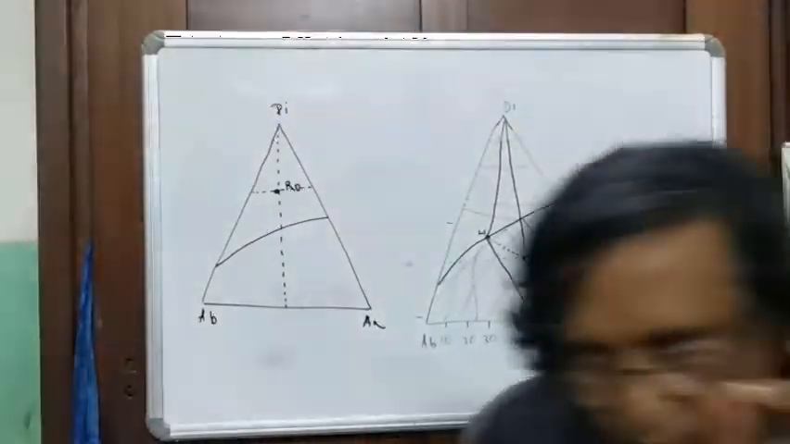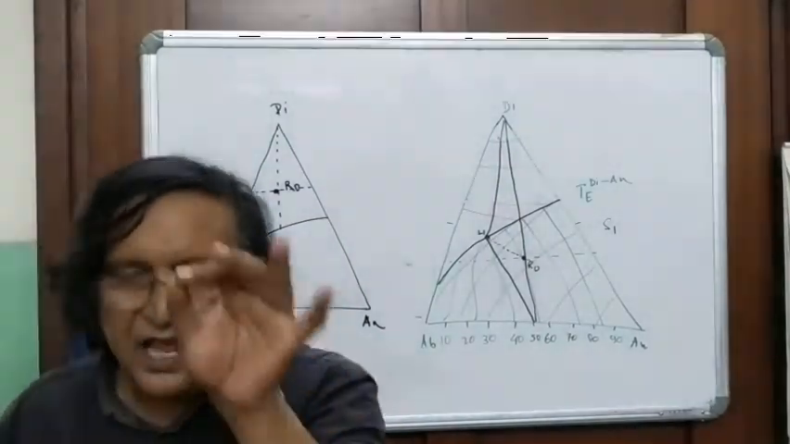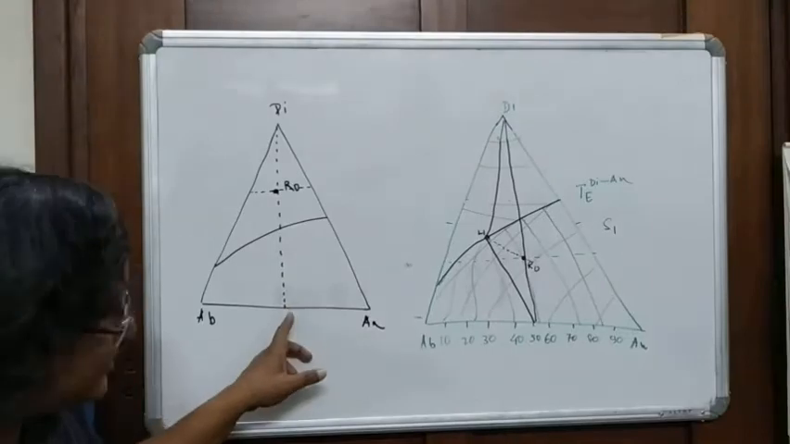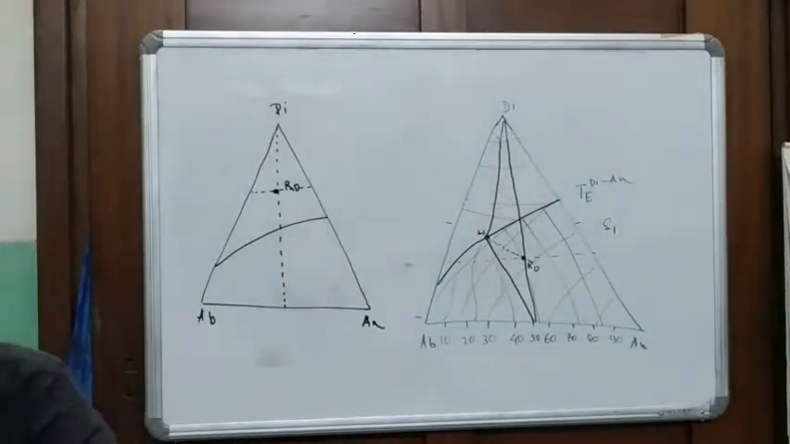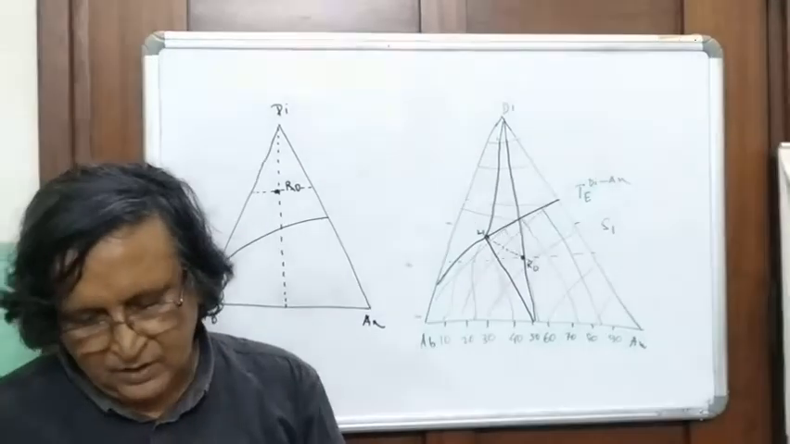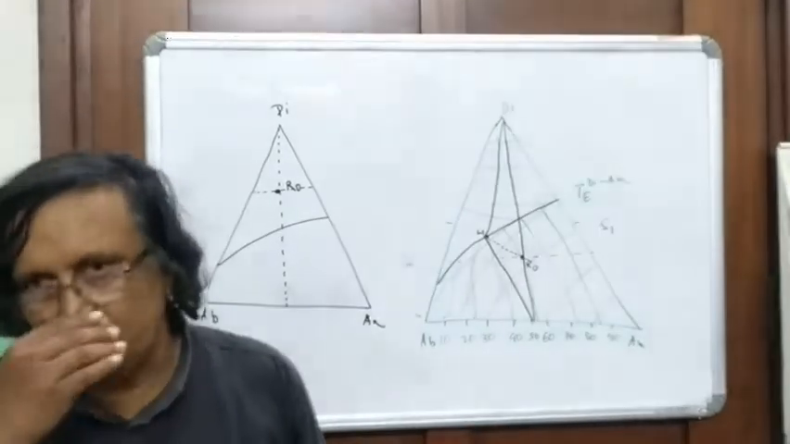Now, if you have to melt the diopside and the plagioclase of this composition, so the melt has to be on the boundary curve. That's for sure. The melt has to be on the boundary curve. That's for sure.